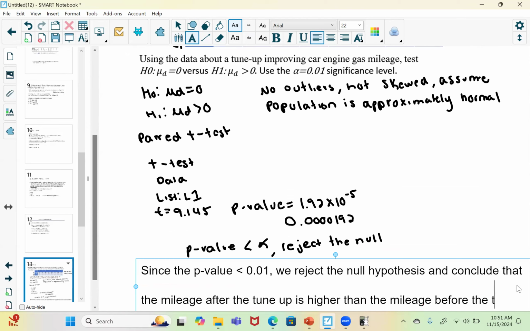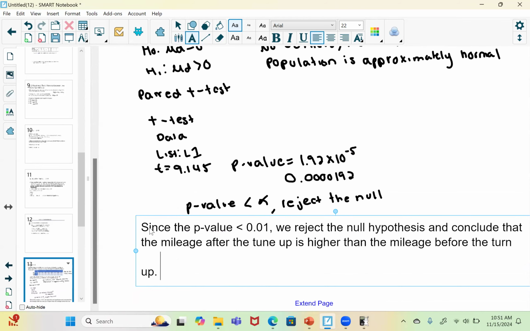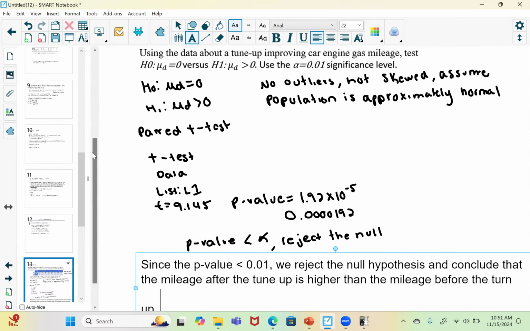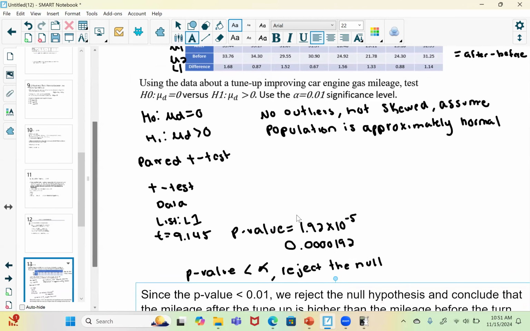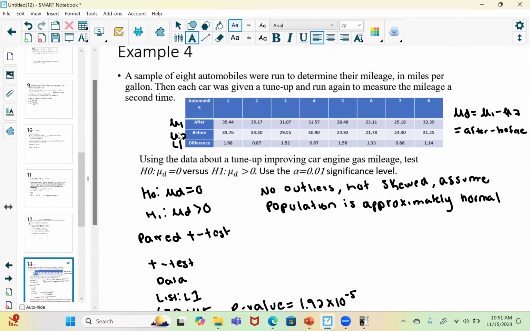And since this one didn't have a question, that's like a little bit harder to figure out. But that's what we're looking at when we're saying the conclusion. And again, we're always looking at the difference and seeing which one is higher based on that difference. And since we're rejecting, we're saying there's evidence that the difference between them is greater than 0, which means the after mileage is higher than the before.